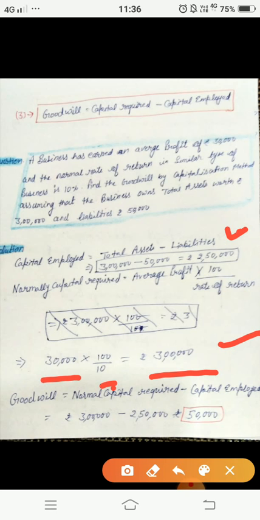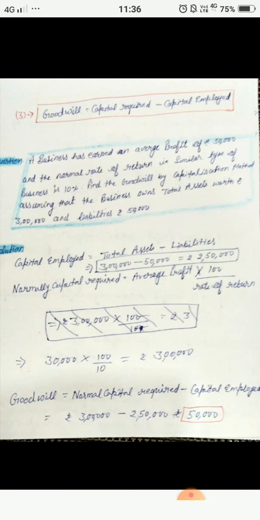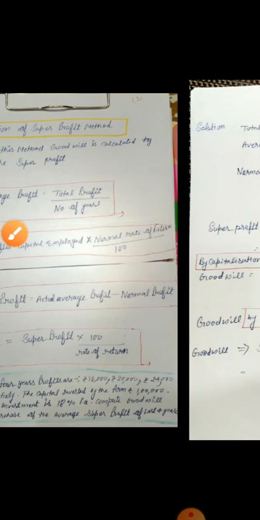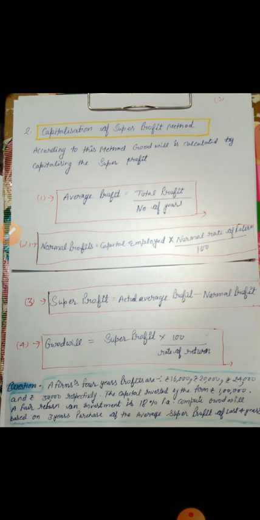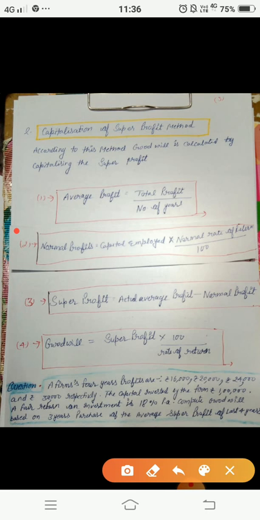This is your goodwill. Okay, so I hope you understand this method, the first method, capitalization of average profit method. Now we will see the second method, that is capitalization of super profit method. We will learn how goodwill can be calculated by using this method.